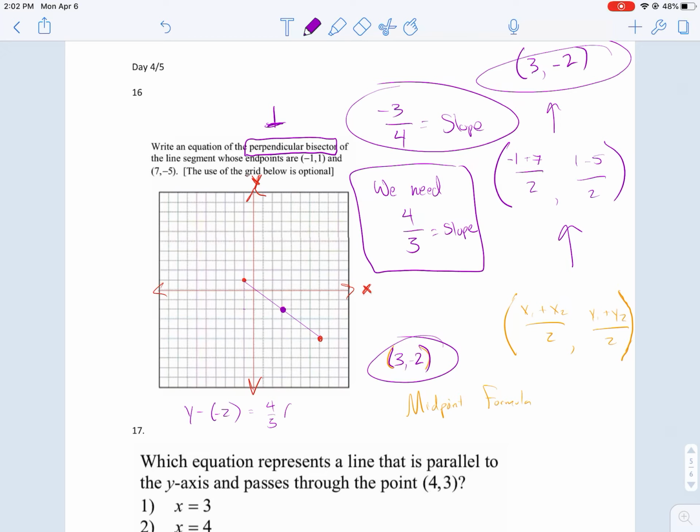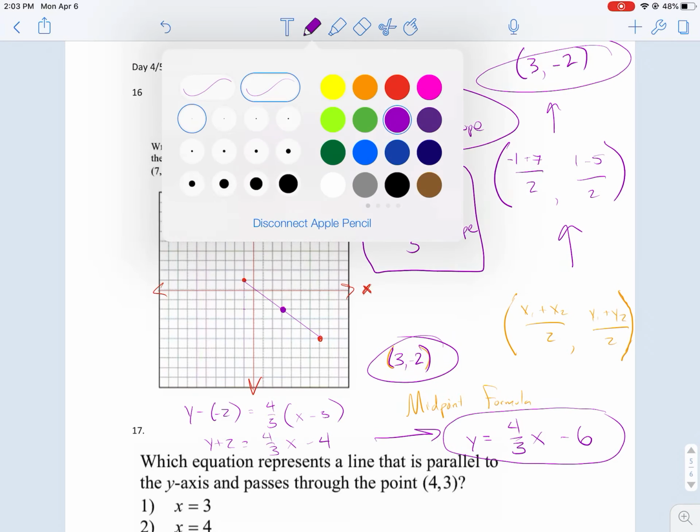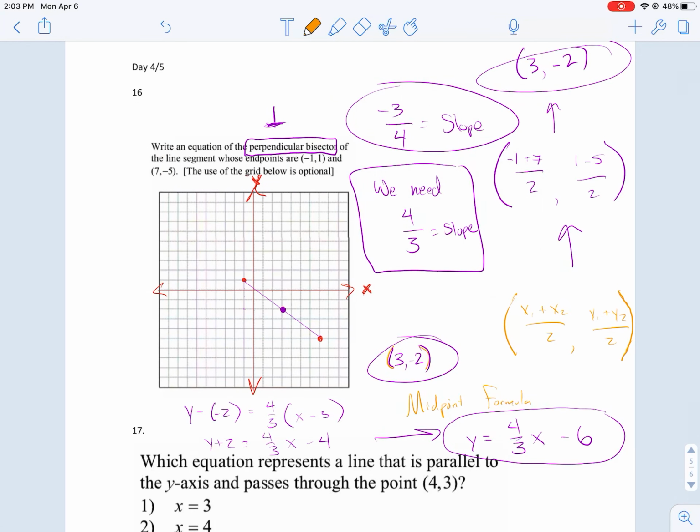We can plug it into our point slope formula. So y minus, and I'm going to take this point right here, right? Y minus -2 is equal to 4/3 times x minus 3, so we get y plus 2 is equal to 4/3 x minus 4. Subtract 2 from both sides, and your equation is going to be y is equal to 4/3 x minus 6.